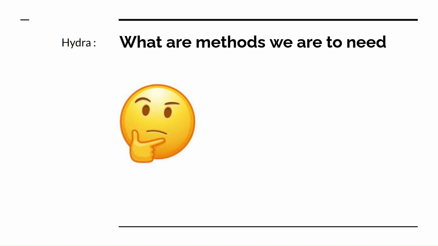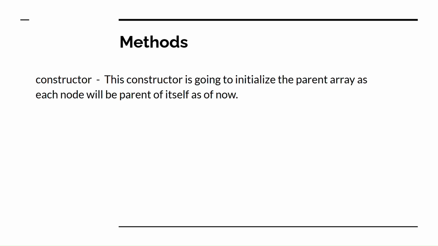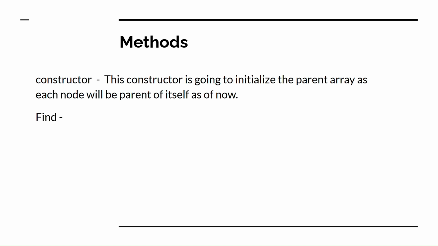So now what methods are we going to need? First of all, we need a constructor. The constructor is just going to create this initial parent array. It is going to initialize the parent array for each node. When we initialize this parent array, initially we want each node to point to itself. So initially each node is lying individually and its parent is going to be itself.